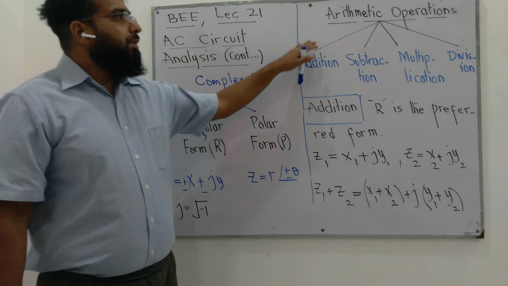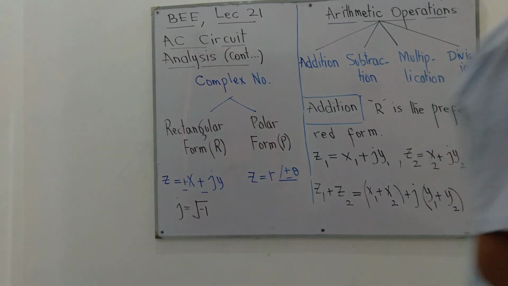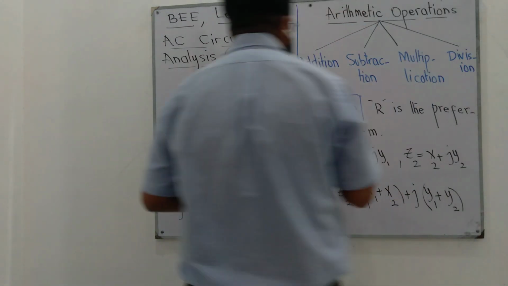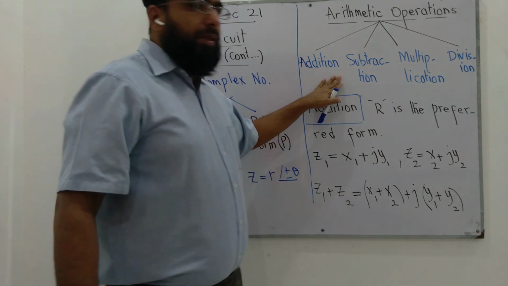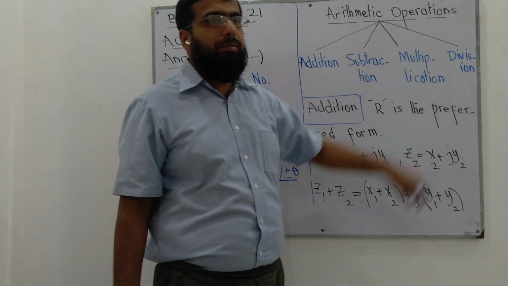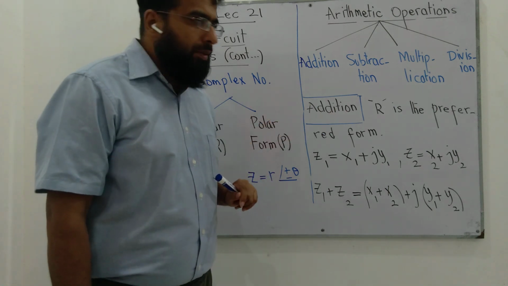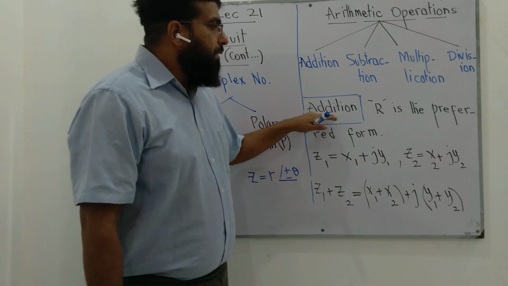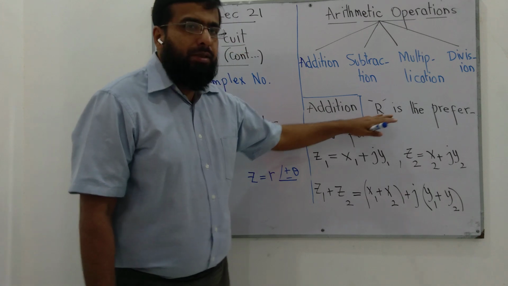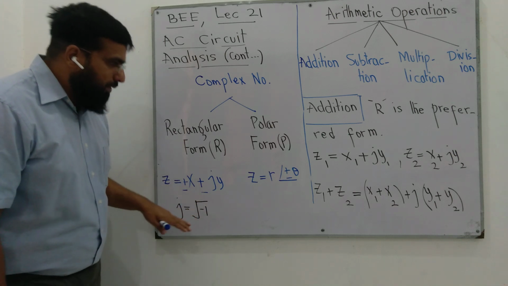Right, in this lecture, we will study arithmetic operations performed on complex numbers. These arithmetic operations can be the four basic operations: addition, subtraction, multiplication, and division. The addition operation is the simplest, and if you want to add two complex numbers, rectangular is the preferred form, where the number is represented as x plus or minus jy.